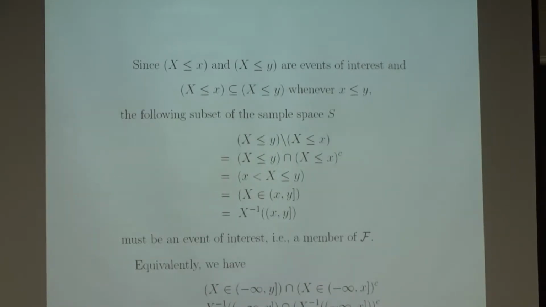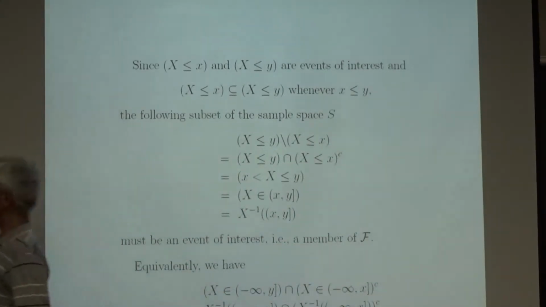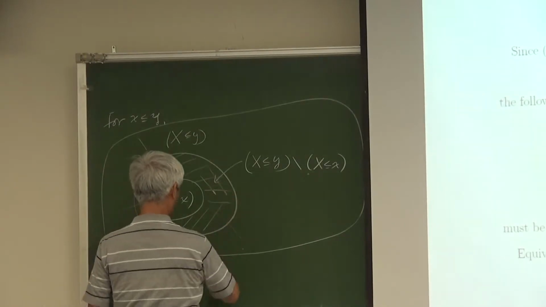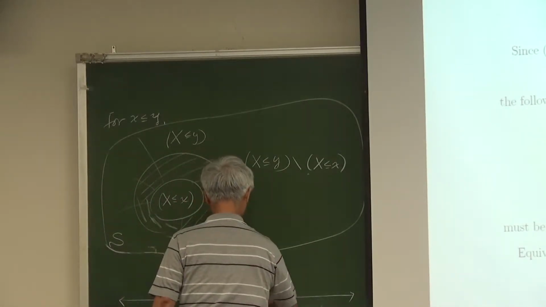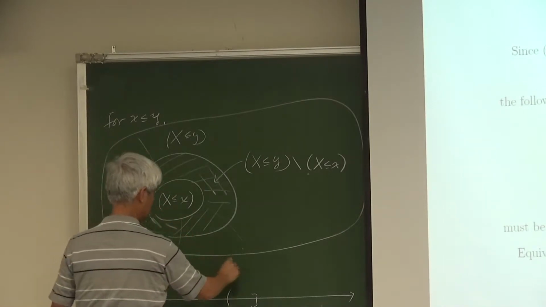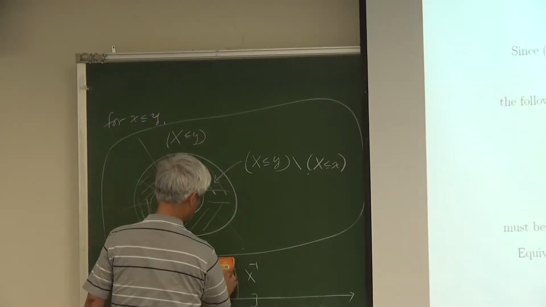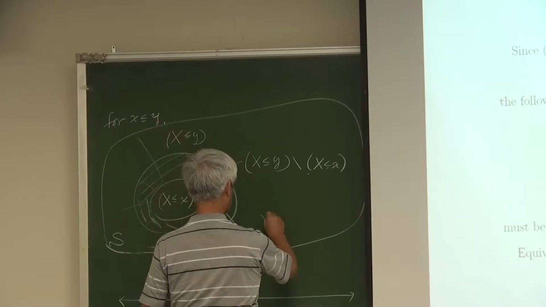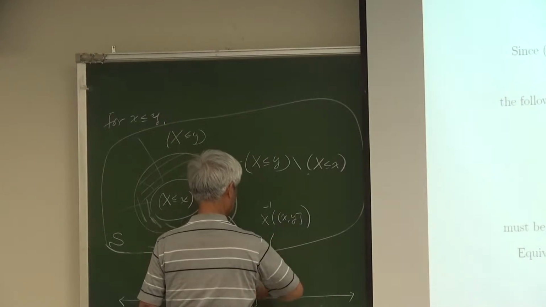So this is our sample space here. If this is the real line, and we have x here, then we have the inverse mapping. With the inverse mapping, this interval goes to the sample space.